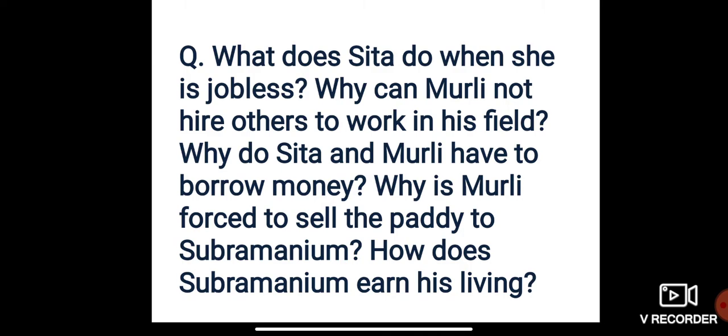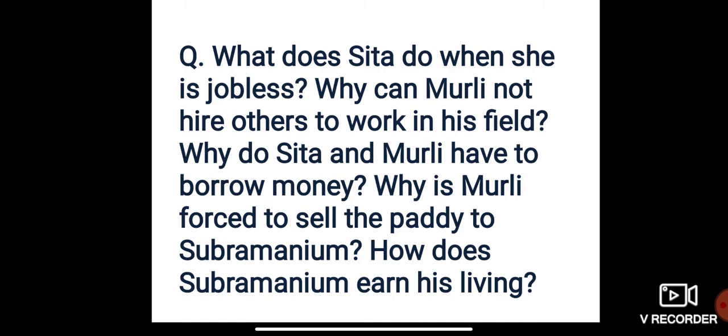So also Murli is a small farmer who owns a small piece of land to grow paddy. Murli is a small farmer who actually has a land of his own, a very small piece of land to grow paddy. So Murli cannot hire others to work on his land, because he does not have the money to pay them. So both Sita and Murli need to borrow money to meet their needs.